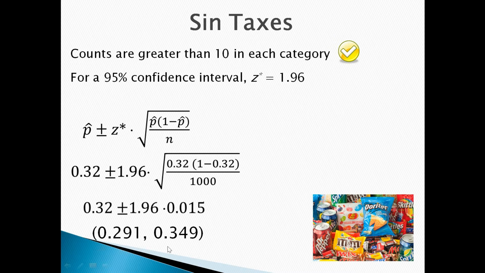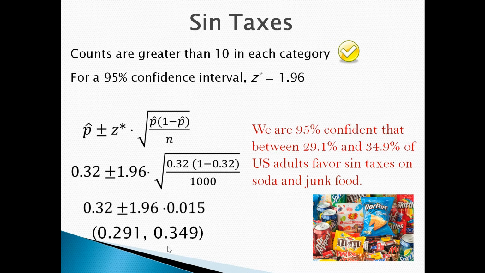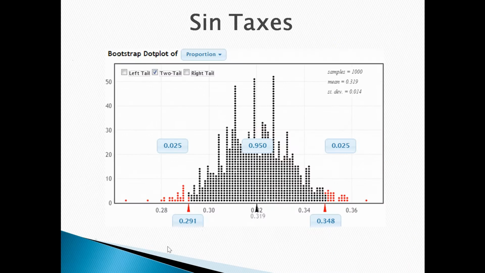This was the exact answer that we got when we used the Bootstrap. And we can say that we are 95% confident that between 29.1% and 34.9% of US adults favor sin taxes on soda and junk food. These were the values when we did the bootstrapping.